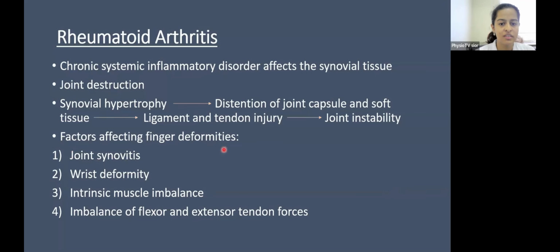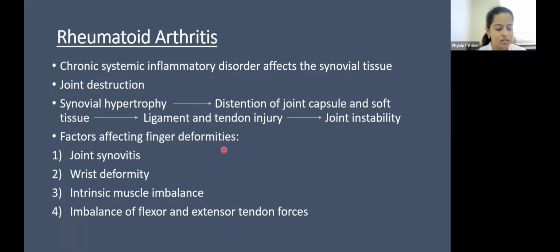The factors affecting the finger deformities are the joint synovitis, then the wrist deformities that we'll see in detail, the intrinsic muscle imbalance, the imbalance between the interossei and lumbrical muscles, and the imbalance of the flexor and extensor tendon forces of the extrinsic tendons.